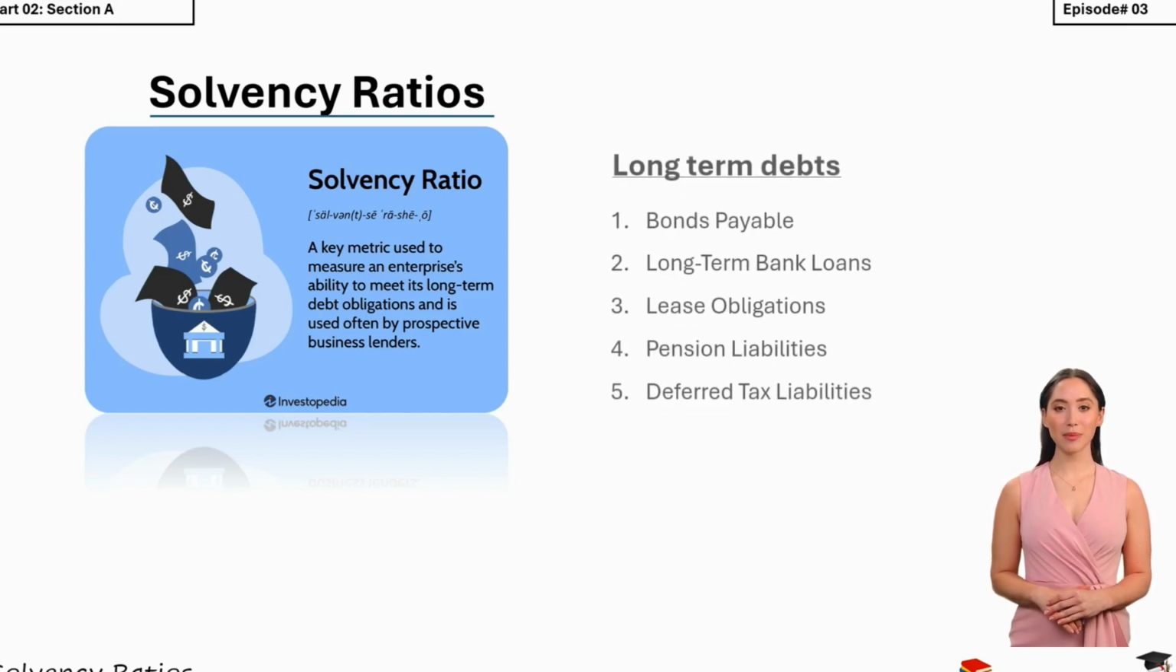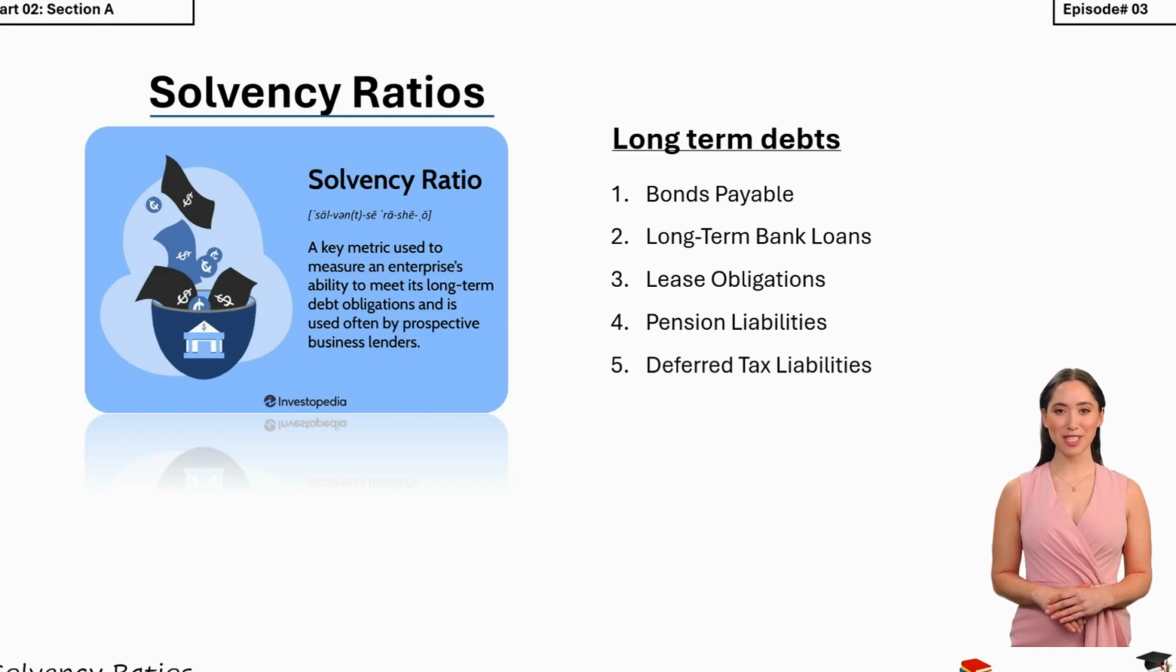These include bonds payable, where a company raises funds by issuing bonds and repays investors over time with interest. Another key obligation is long-term bank loans, which companies use for expansion, asset purchases, or refinancing. Additionally, companies may have long-term lease agreements for office spaces or equipment, pension liabilities for employee retirement benefits, and deferred tax liabilities due to timing differences in tax reporting. Solvency ratios help assess whether a company has the financial strength to meet these long-term obligations without financial distress.